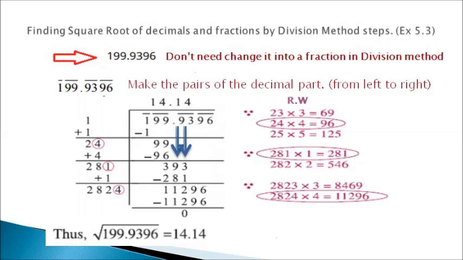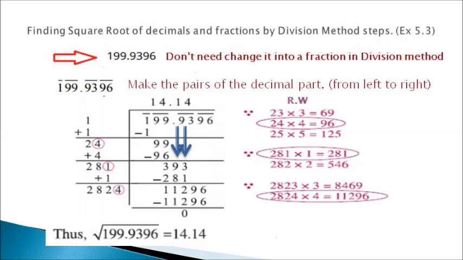The last pair, we bring it down and the last divisor will again be judged. After adding 281 plus 1, we get 282. The next number we decide is 4, because 2824 multiplied by 4 gives us the exact required number. In this step, the remainder is 0. So the division process ends here and we have our square root, that is 14.14.